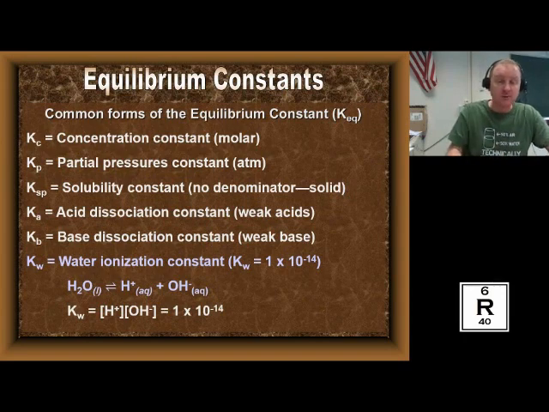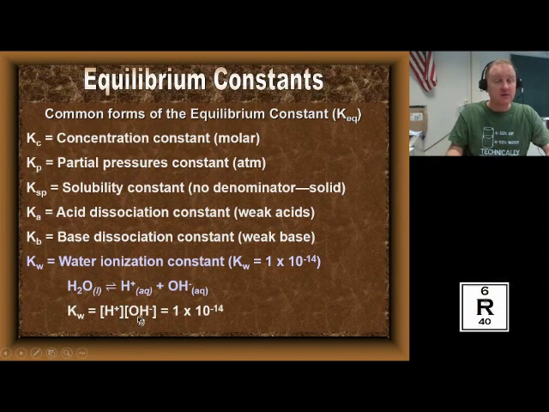Because water is in an equilibrium with itself. Pure water will dissociate to make hydrogen ions and hydroxide ions, and they will reform to make water. And that is the water ionization constant, which is the Kw. This is the only value that I need you to memorize. The Kw is 1 times 10 to the negative 14th. Which means if this is dissolved equal parts hydrogen and hydroxide, it would be 10 to the negative 7th times 10 to the negative 7th makes 10 to the negative 14th.